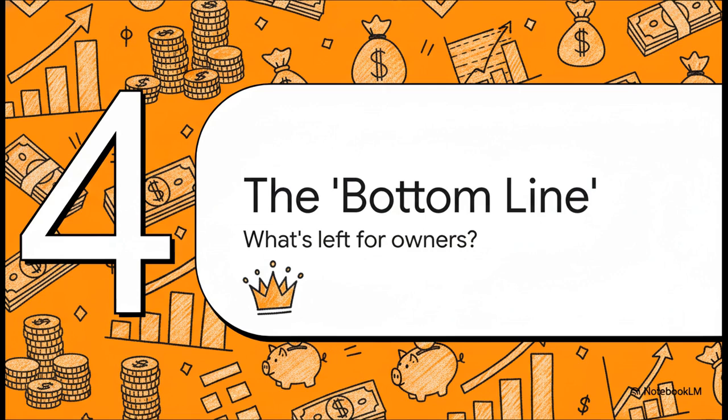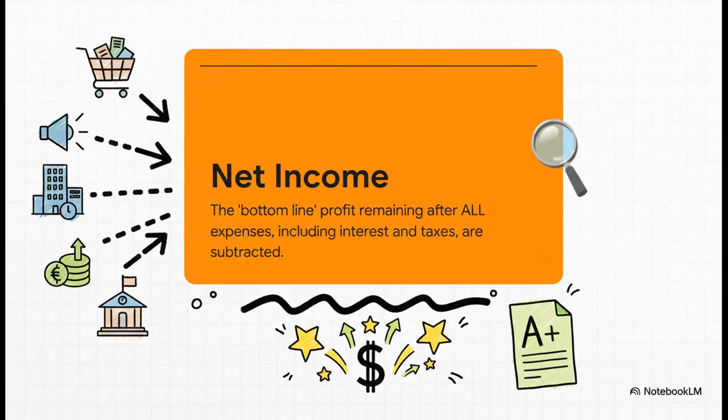Okay, we've subtracted the cost of making the stuff and the cost of running the business, and that brings us to the grand finale. Section 4, the one, the only, famous bottom line. This is the number that really shows what's left over for the owners of the company. This is it. After you've taken out every single possible cost, the products, the marketing, the interest on debt, the taxes you pay to the government, whatever is left over, that's net income. This is the bottom line everyone's always talking about. It's the final grade on the report card.